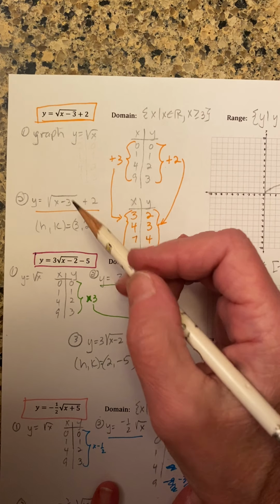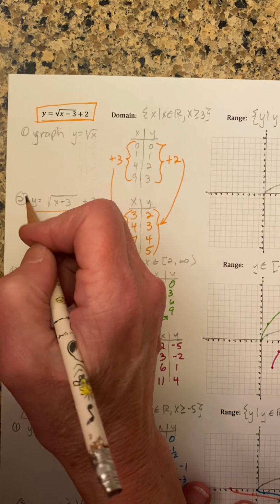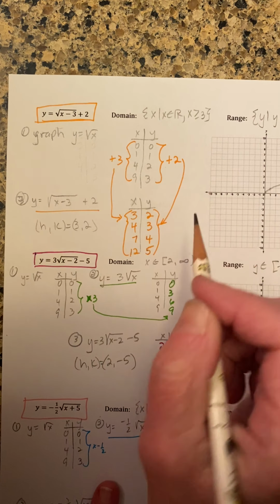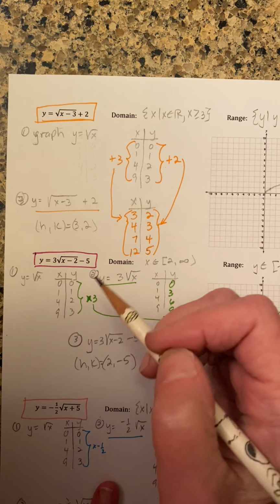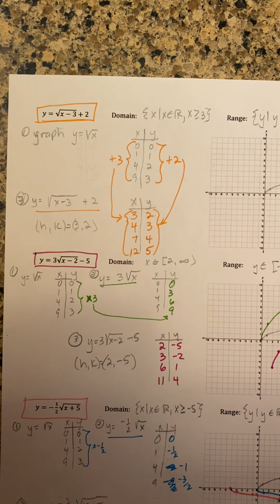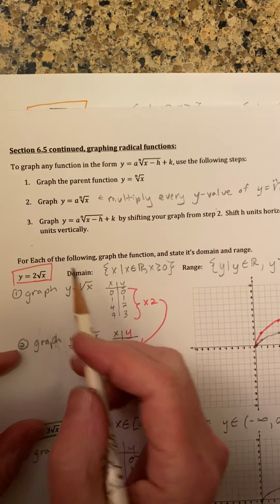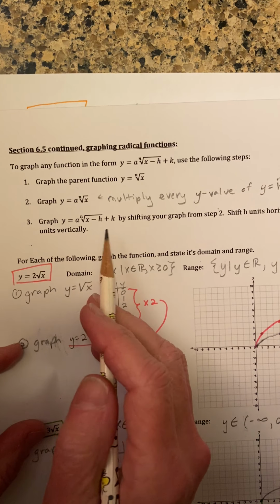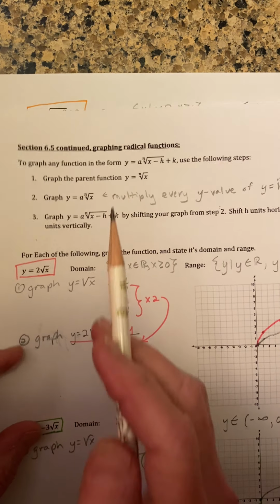We can go straight to step 3. There is no a, which is step 2, when I'm talking about steps here, I'm talking about these 3 steps. If there's no a, you can skip step 2, and you're just going to be shifting your graph from step 1.